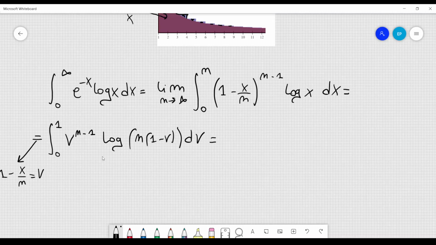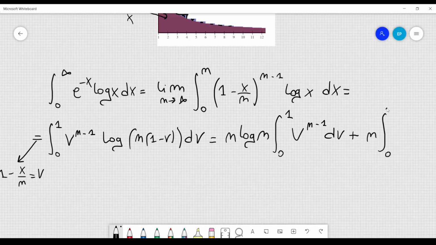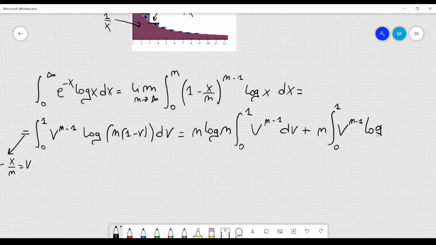We can integrate the first term, so we get n log n integral from 0 to 1 v to the n minus 1 dv plus n times integral from 0 to 1 v to the n minus 1 logarithm of 1 minus v dv. And now what we are going to do, we are going to expand this function here, the logarithm, by using a series.